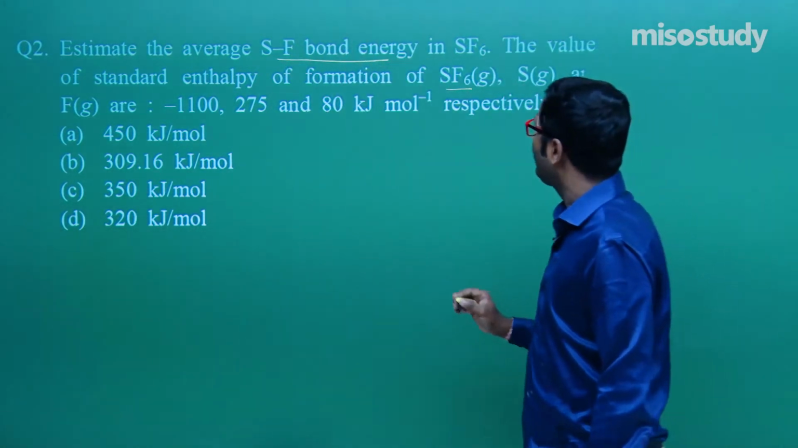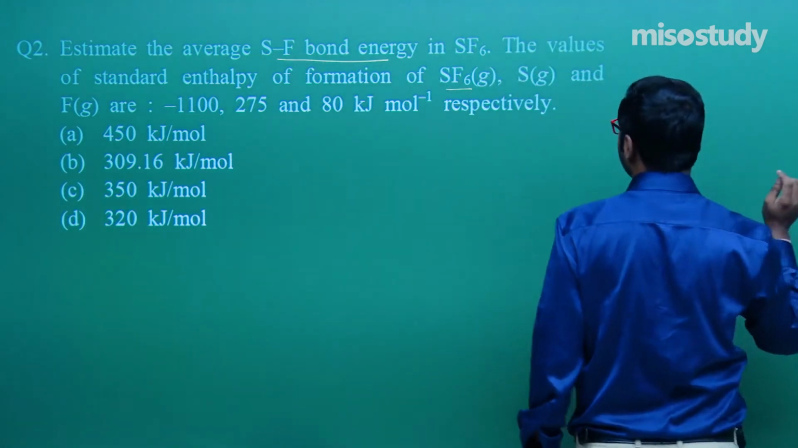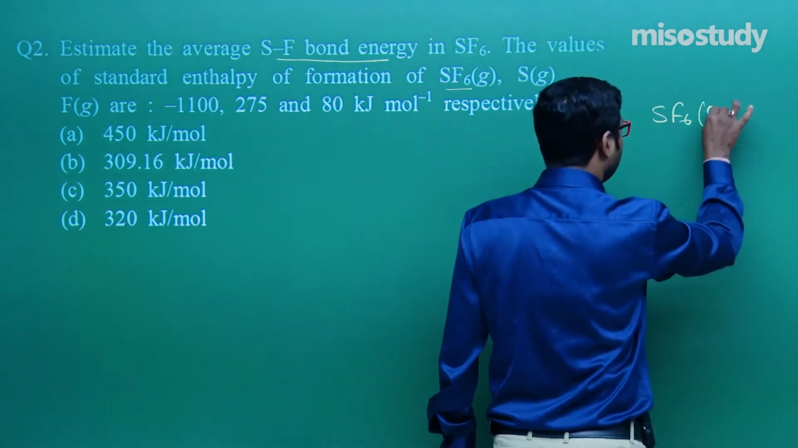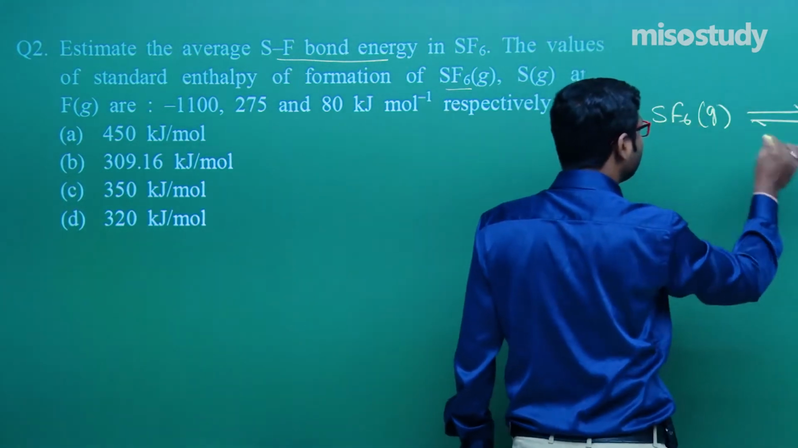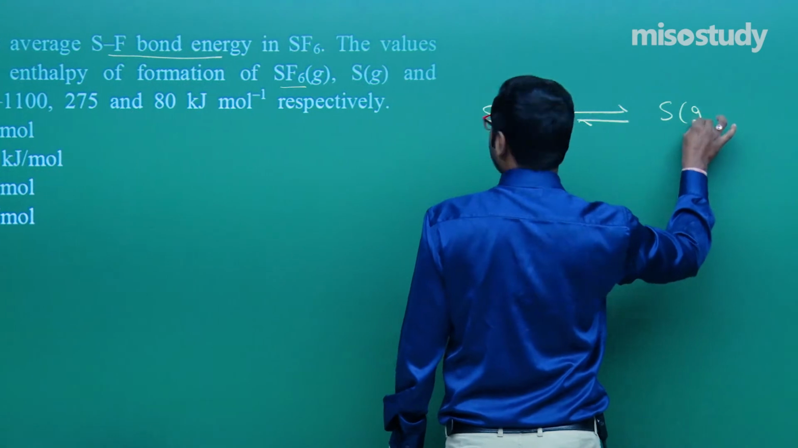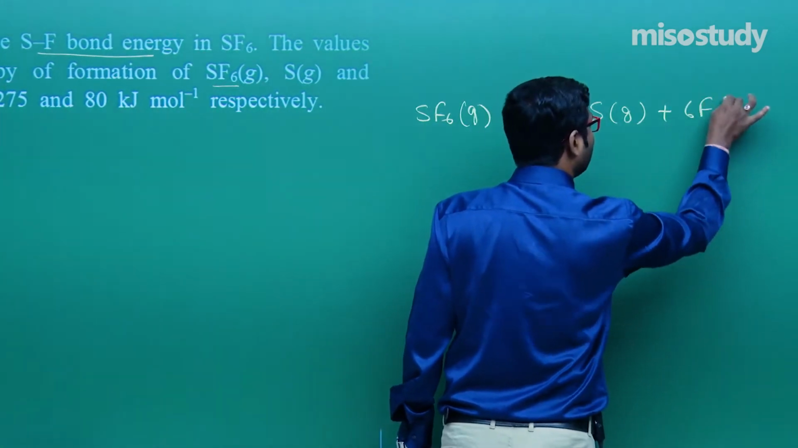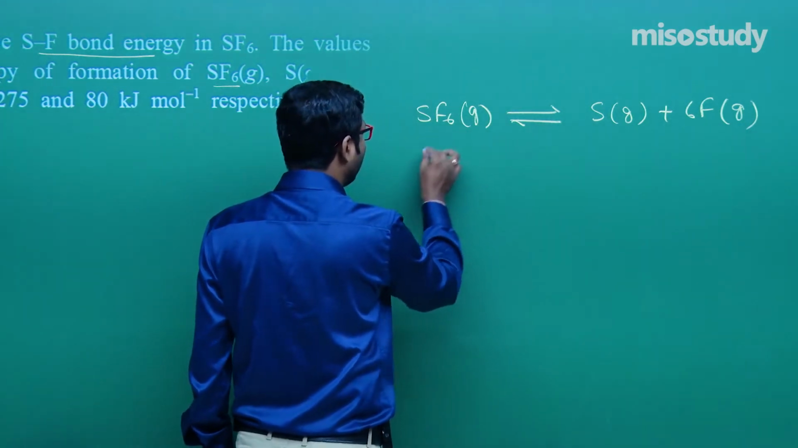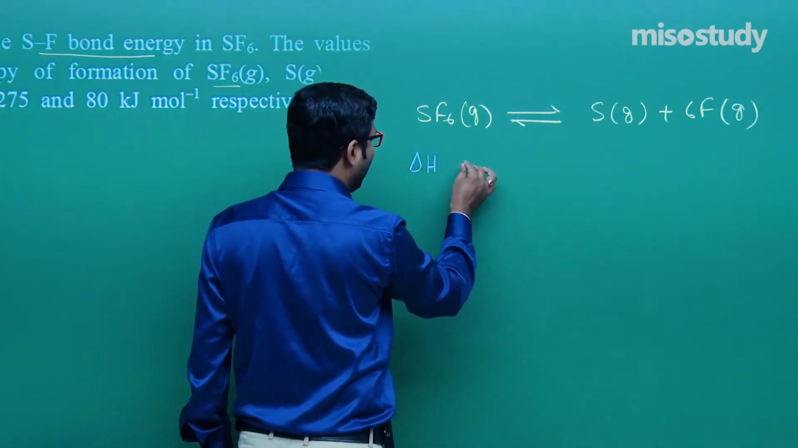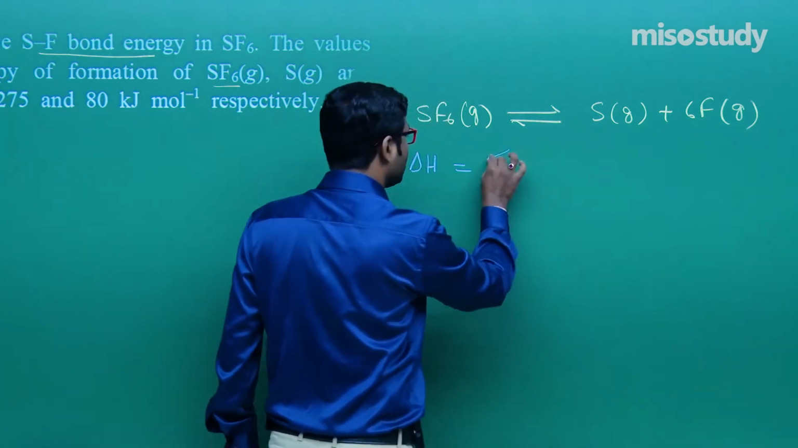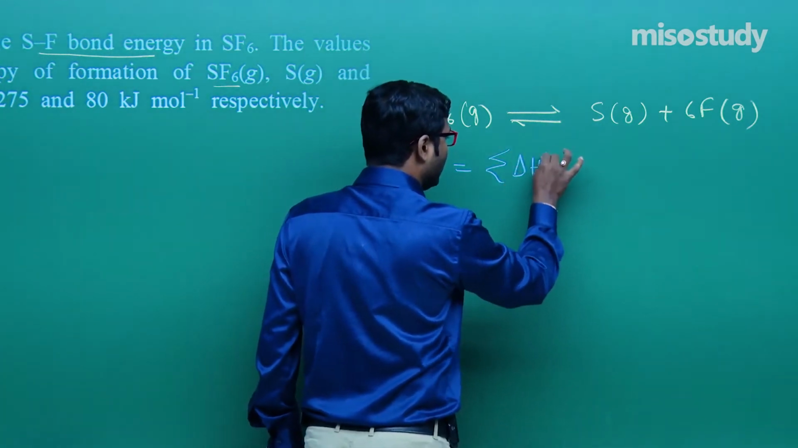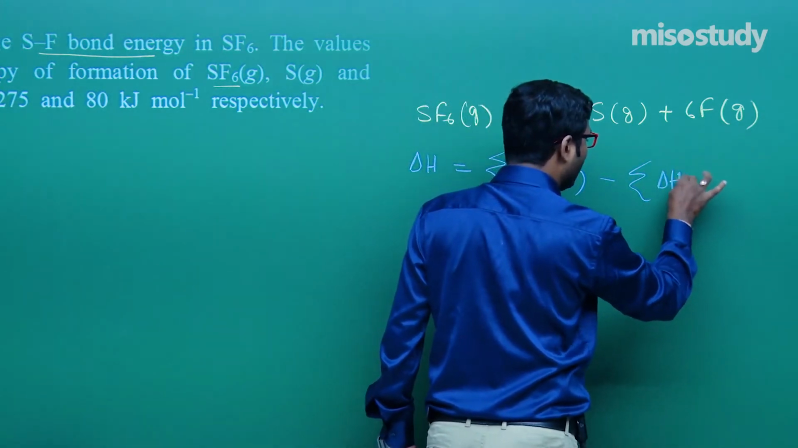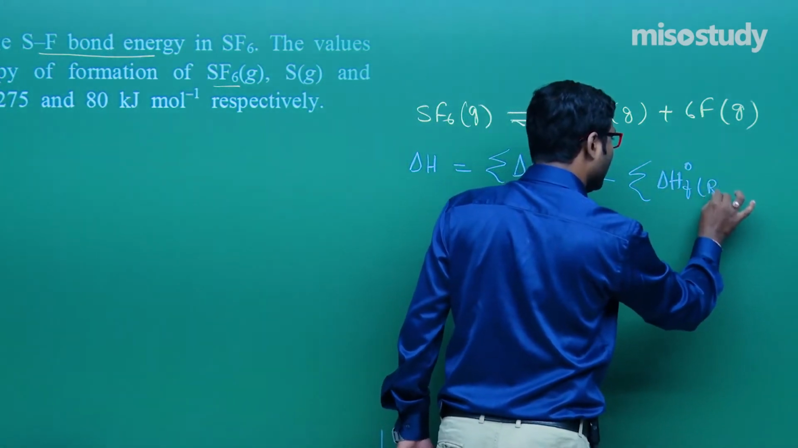Clear to you? First of all, what happened in this case? Look at what I am telling. That is SF6. Dissociation takes place, that is, it gives S plus 6F. This is the simple explanation. Now, for this reaction, delta H is equal to the summation of heat of formation of products minus the summation of heat of formation of reactants.